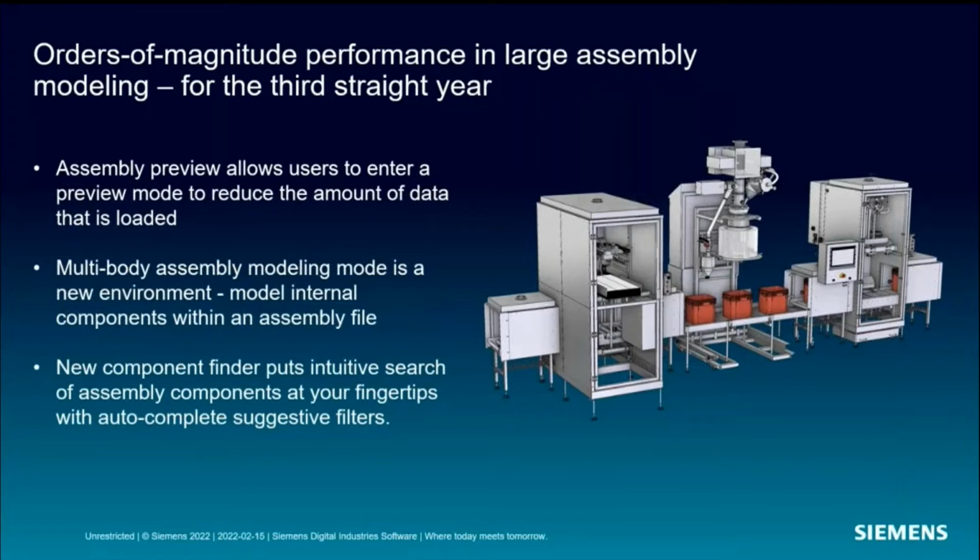The new assembly preview allows you to enter a preview mode in order to reduce the amount of data that is loaded. You can view, rotate, pan, and even change the configurations prior to loading the full assembly. We also have a new multi-body assembly modeling mode that creates and edits components within a file. Internal components live within the assembly file, so no part files are created on disk. Multiple internal components can be edited together. Finally, a new component finder puts intuitive search of assembly components at your fingertips with auto.